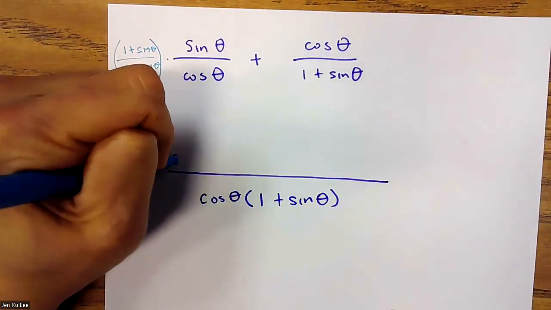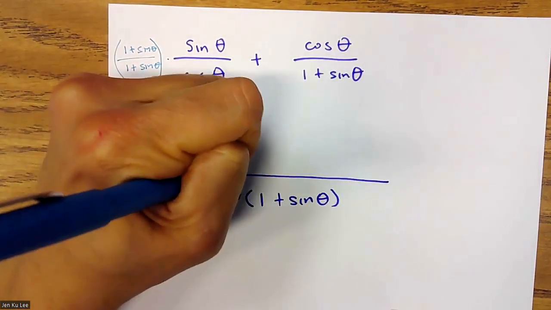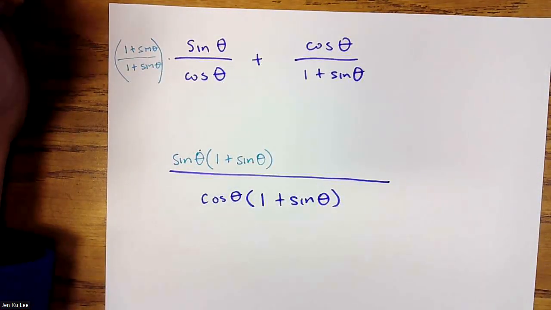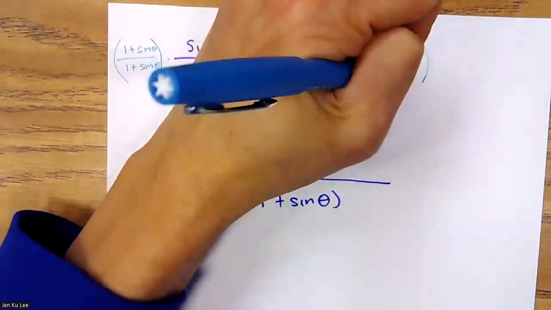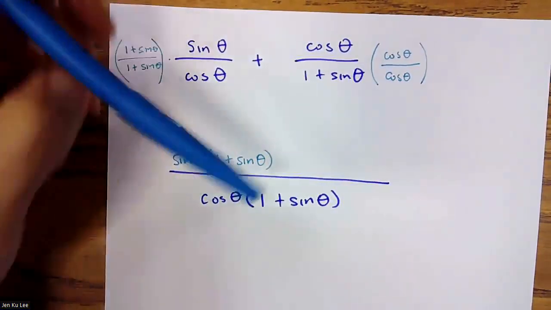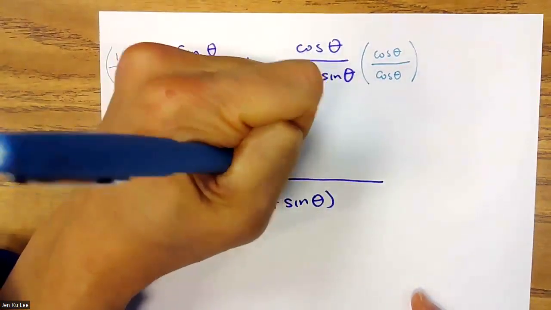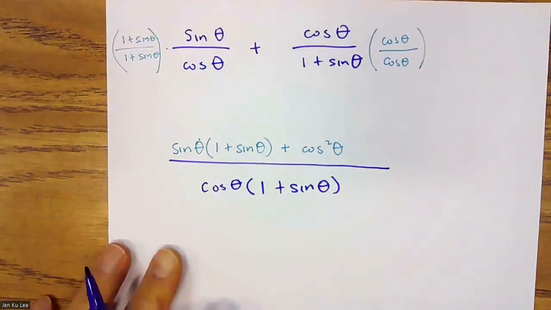So this would just be sine of theta times 1 plus sine of theta. And I'm going to leave it like that for now. And then here, I'm going to have to multiply this by cosine of theta over cosine of theta to get this denominator. So cosine times cosine is cosine squared theta.